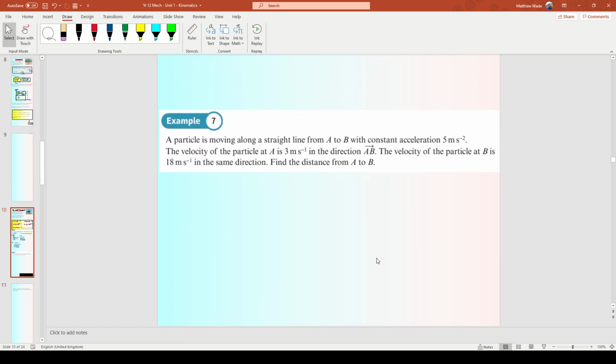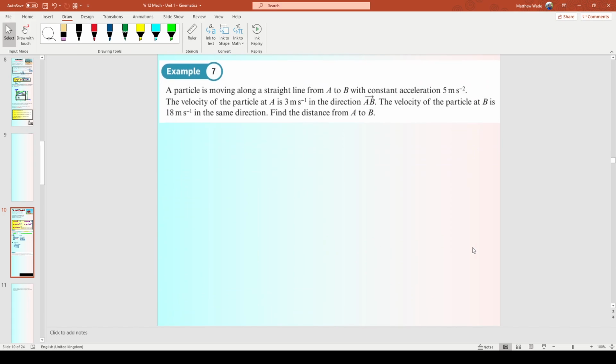One final one. Here we go. Okay, a little bit harder, I think. A particle is moving in a straight line from A to B with acceleration 5 meters per second squared. The velocity of the particle at A is 3 in the direction of AB. The velocity of the particle at B is 18 in that same direction. Find the distance from A to B. Okay, only because they're being fiddly.